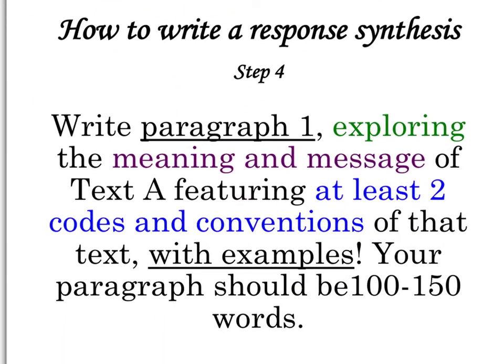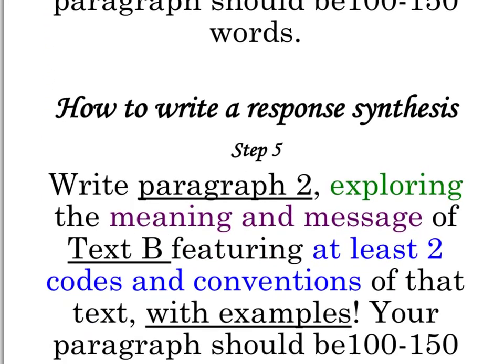Step 4 is to write your first paragraph, and that will explore the meaning and the message of text A, and it will feature 2 codes and conventions of that text with examples. Your paragraph should be 100 to 150 words. By the way, codes and conventions, just to give you an example that we can work with, would be like the narrator or the setting or the protagonist. So it's really elements of a story that you've gone through in French class and English class.